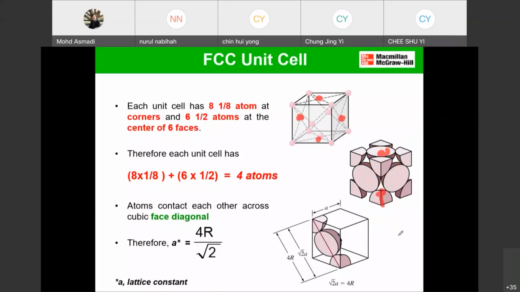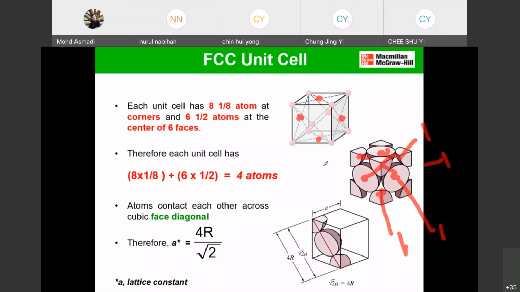Top and bottom become one atom. This side and this side become one atom. This side and that side become one atom. 1, 2, 3. Okay, so meaning that 3 atoms. And then the corner is another one atom. So it becomes 4 atoms per unit cell.